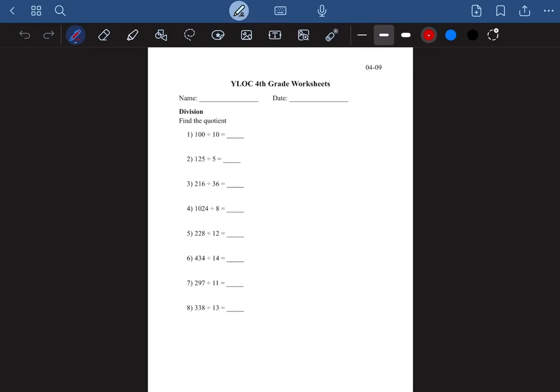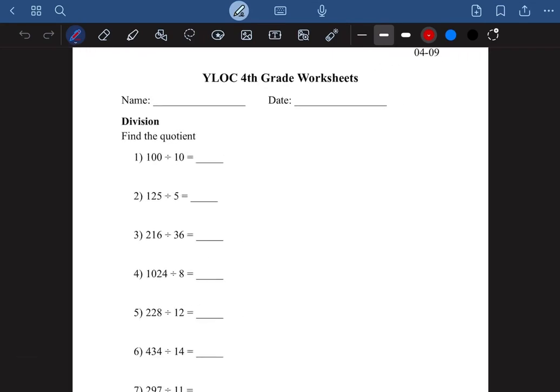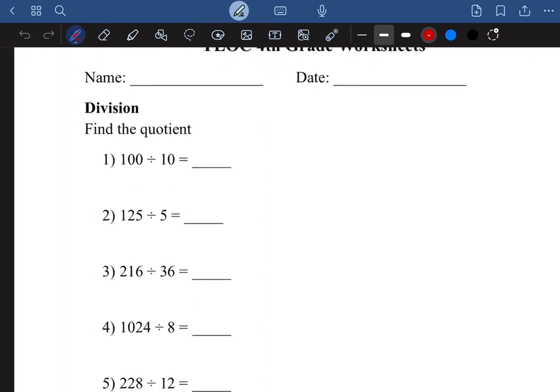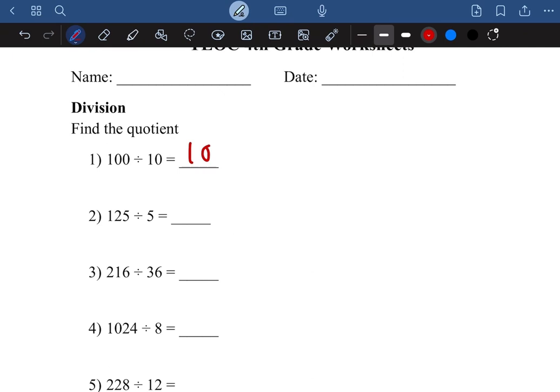This is the 4th grade lesson 9 worksheet. Division. Find the quotient. So for number 1, it's pretty simple. 100 divided by 10 is just 10. And we can check our answer by multiplying 10 times 10. If you multiply a number by 10, you just add a 0 after it. So when you add a 0 after 10, you get 100.